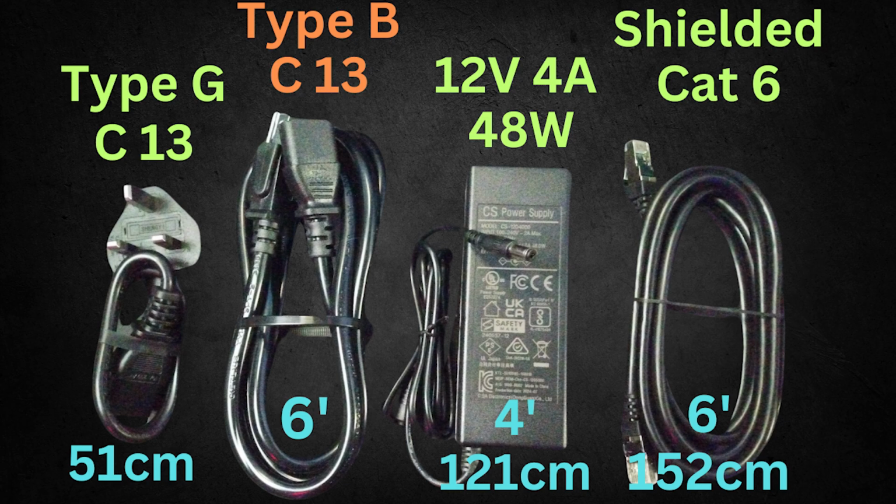Now also within your Aethir Edge box, you receive a 12 volt, 4 amp, 48 watt power supply, and the cord on that power pack is about 4 feet or 121 centimeters. Also, you receive a Cat 6 shielded cable, and that cable measures about 6 feet or 152 centimeters. Okay, so now that we've covered all the accessories that come with the Aethir Edge, let's go and get it set up.